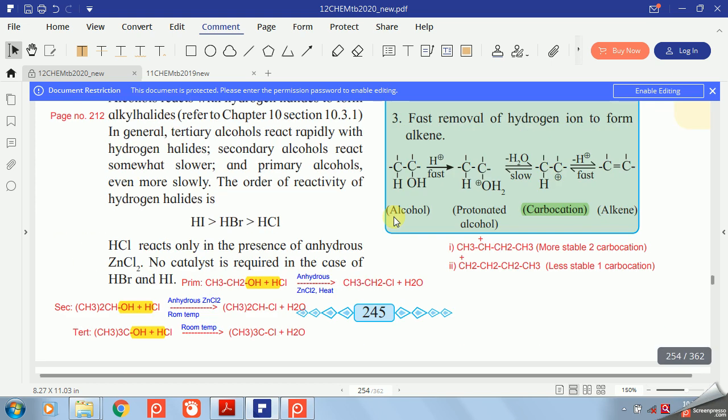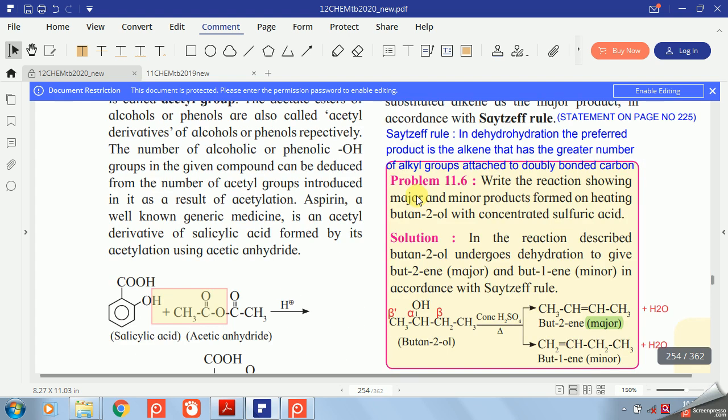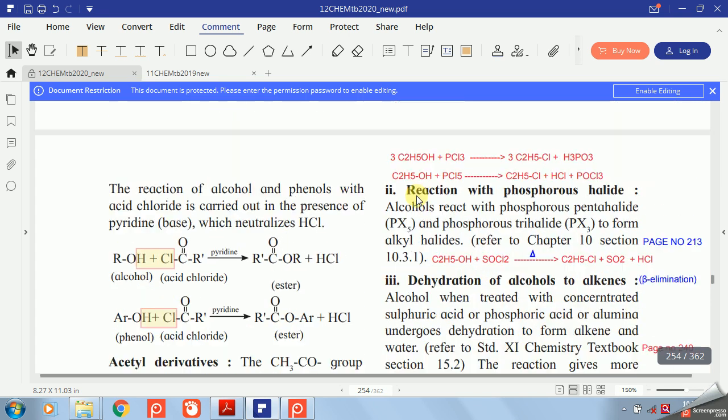So this is the importance, keep in mind when you study for CET exam. Okay. Now next is reaction with phosphorus halide, such as phosphorus trihalide PCl3, PBr3, PI3, and phosphorus pentahalide. Here only pentachloride PCl5 will react.